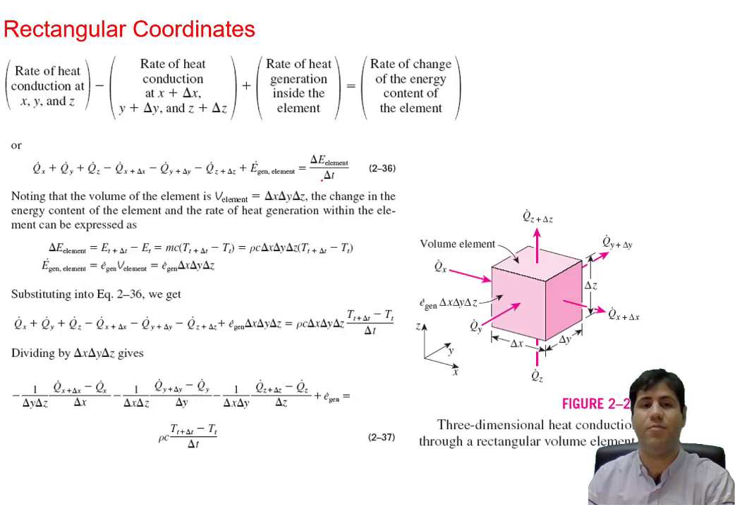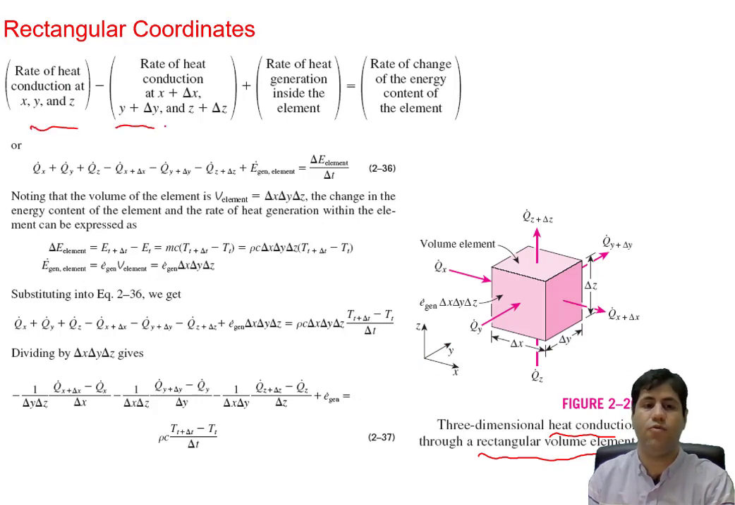We have multi-dimensional heat transfer, or heat conduction, actually. So in this case, imagine we have three-dimensional heat conduction through a rectangular volume element. In a plane wall, if you remember, we have heat transfer in just one direction. Here we select our element like this. It is a volume element, and we assume that we have heat transfer in x, y, z directions.